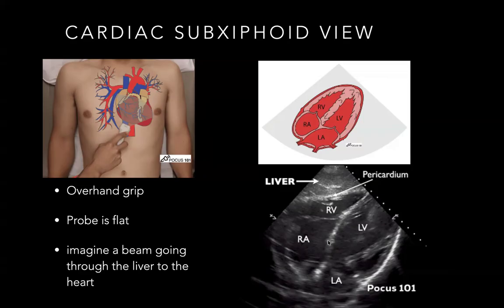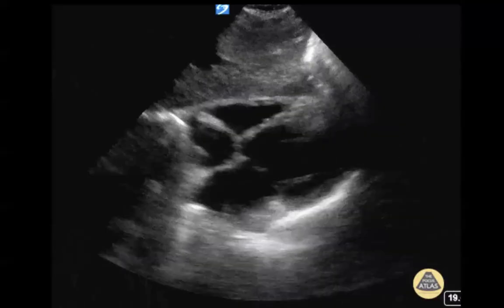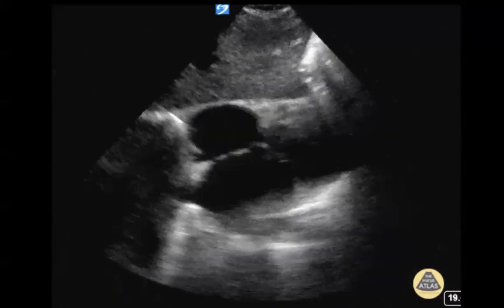And so what you're really going to be able to see is the outline, the hyperechoic bright white outline of the heart. And then if there is fluid, then there will be fluid seen outside of this bright white. And then on top here, this is your liver. So you're using the liver as a window to see the heart. And so here is your normal heart that you can see.